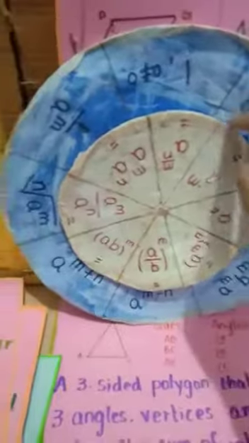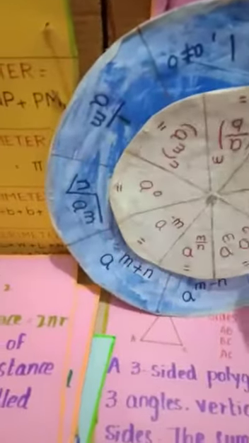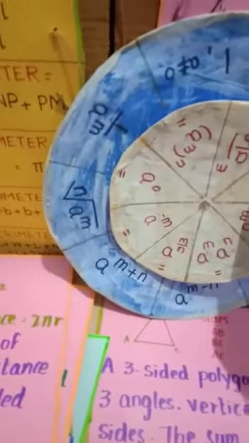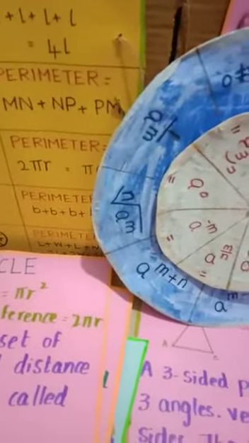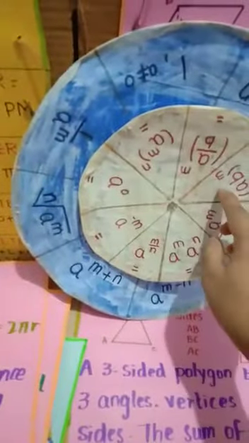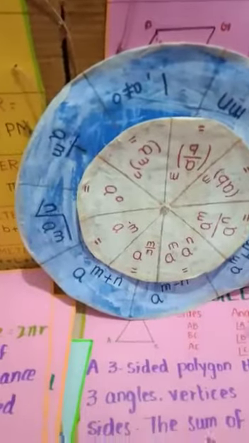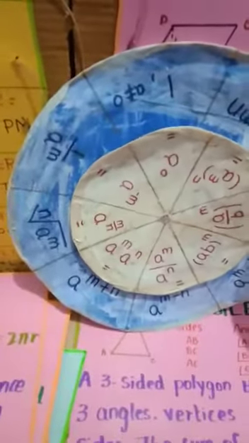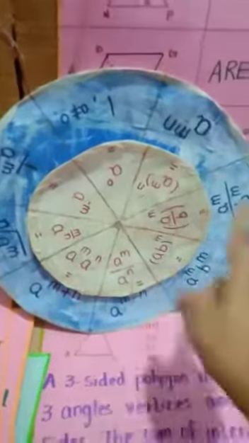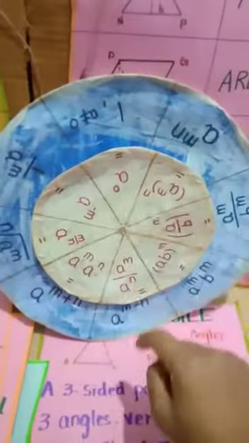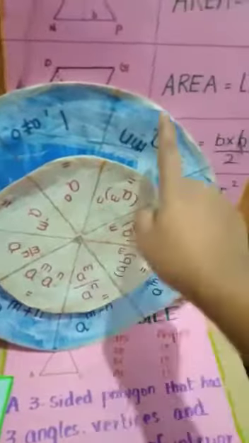This is your rotating board. Law of exponents. So (AB) whole power m is equal to A power m into B power m, right? So (AB) to the power of m is equal to A power m into B power m. You can see A power 0 is 1, (A power m) whole power n is equal to A power mn.